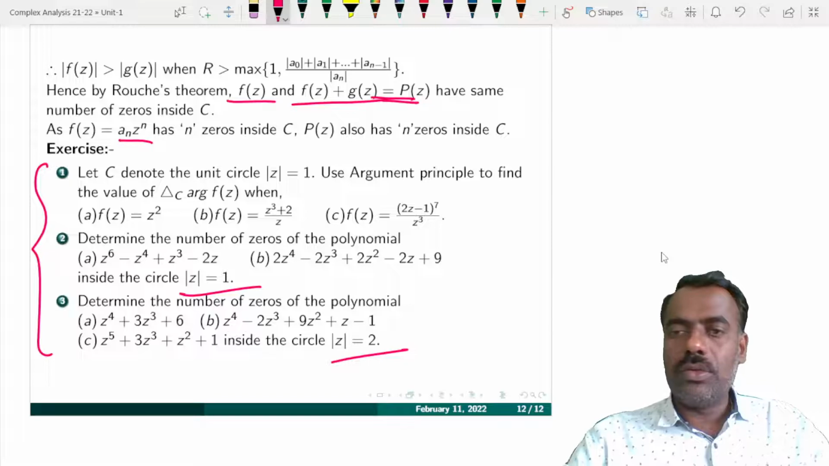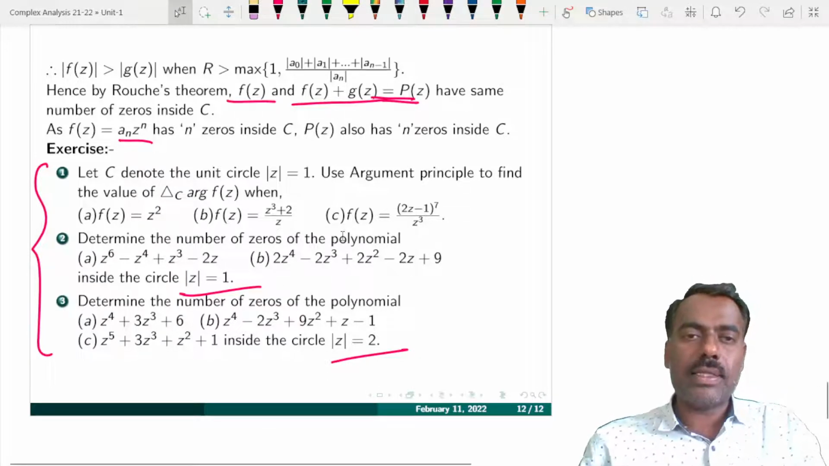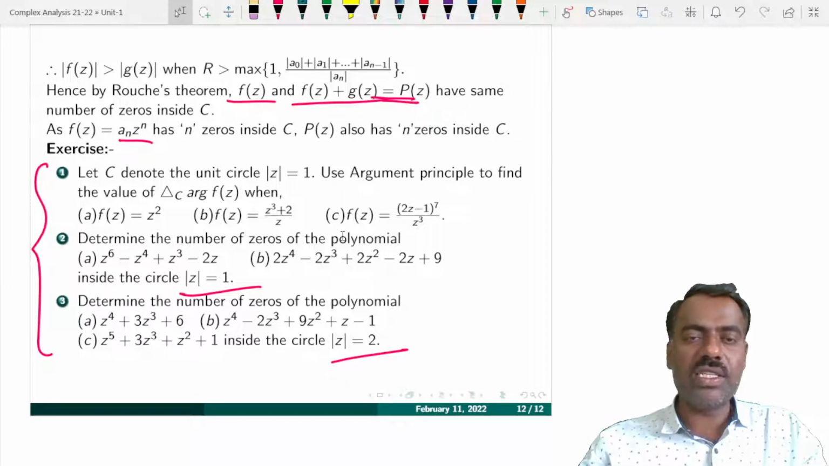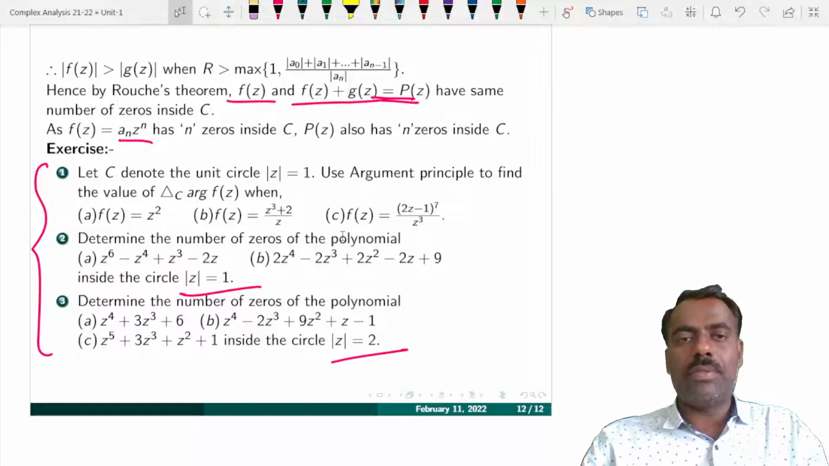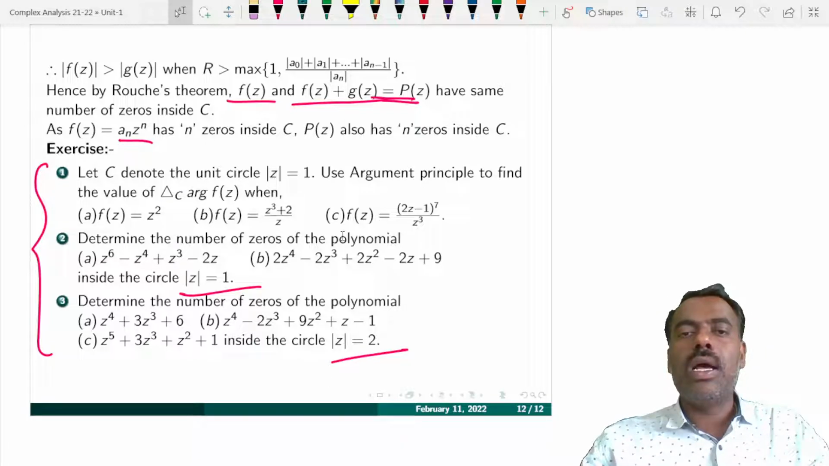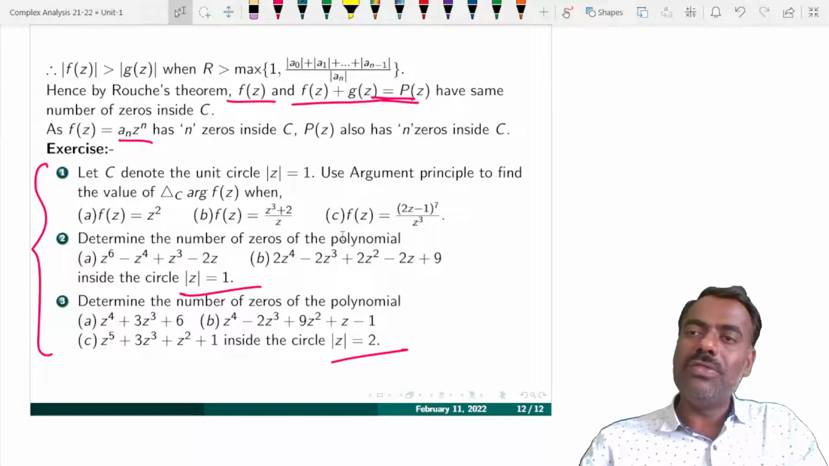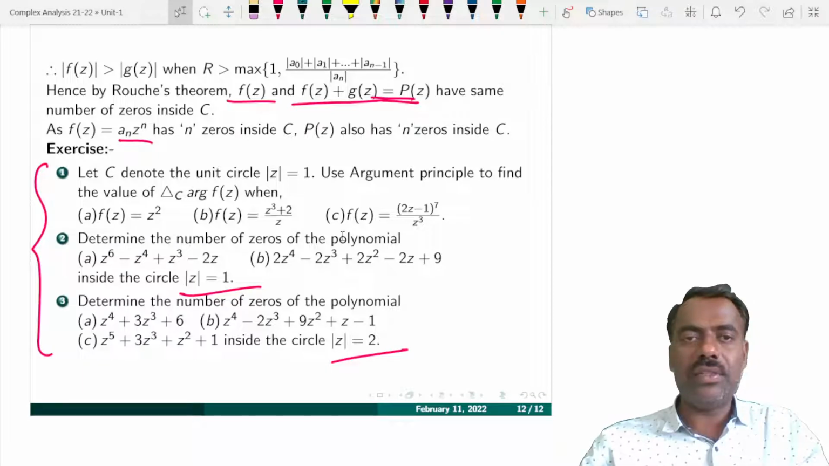We'll stop here, and this concludes most of the properties of analytic functions. What is remaining in this syllabus is about transformations: Mobius transformation, or you can call it bilinear transformation, and some special functions, and how some region will transform to some other region under some special functions. That we will see in the next few classes. We'll stop here. Thank you.